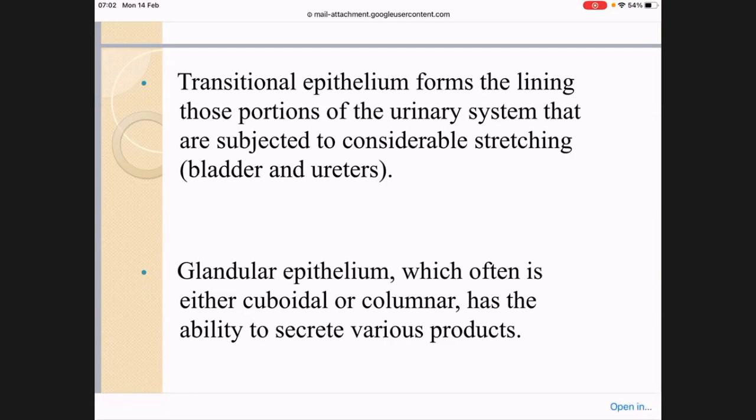Glandular epithelium is often either cuboidal or columnar. The cuboidal or columnar cells have the ability to secrete various products. So that's glandular epithelium. They often secrete many things.